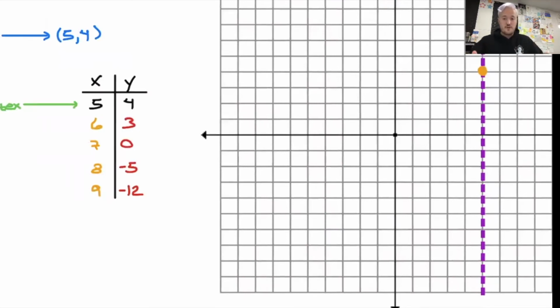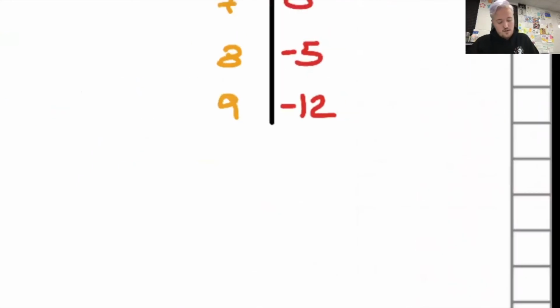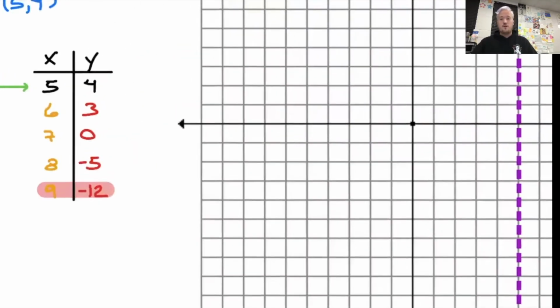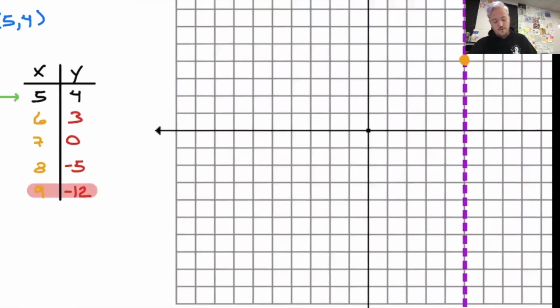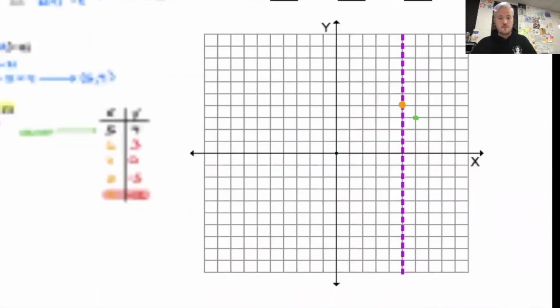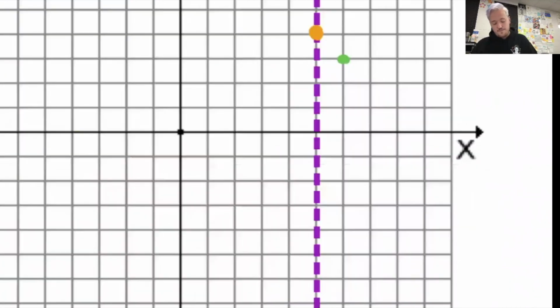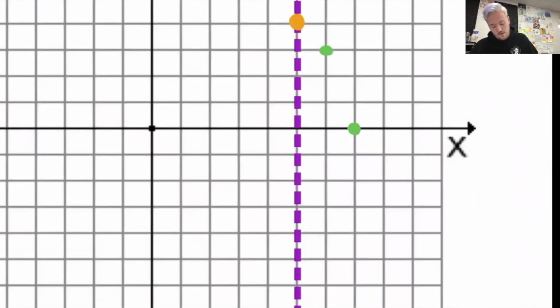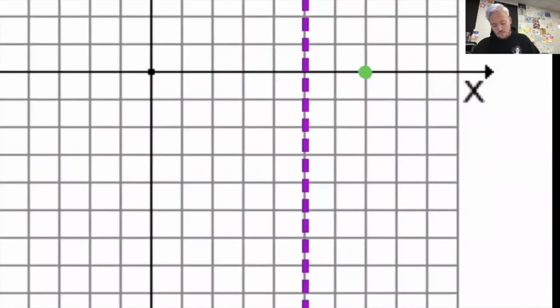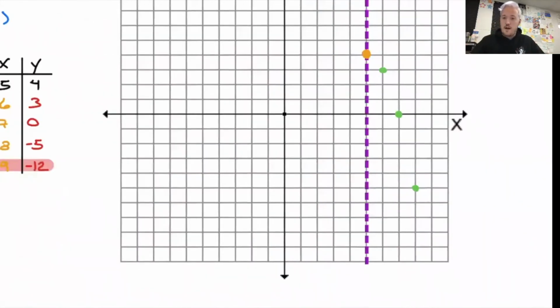Now keep in mind, all these grids that I give you are going to be a 10 by 10. So this point right here is not going to be griddable. We can't graph that one. So we want to plot all the other points. I'm going to graph 6, 3. It's going to be right here. Now I want to plot 7, 0, which is right here. And then I want to plot 8, -5, which is right here. So you can see we have about half the parabola.